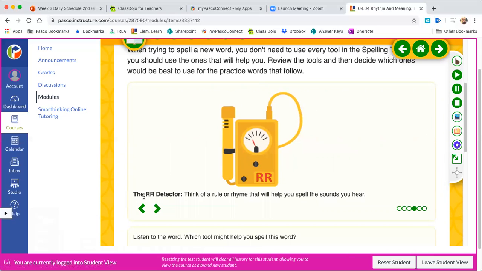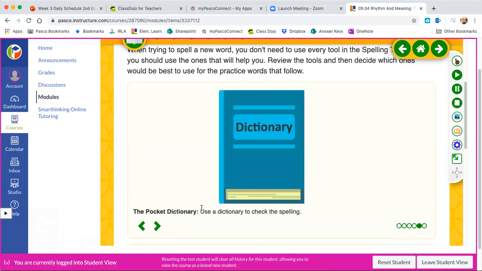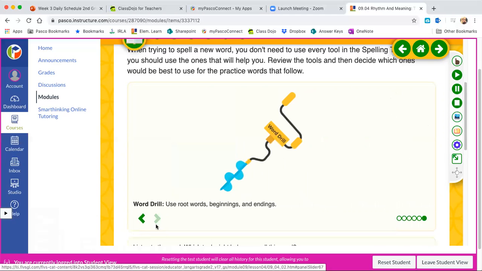The next one is the RR detector. Think of a rule or rhyme that will help you spell the sounds you hear. The pocket dictionary. This one is just using a dictionary to check your spelling. And then the word drill. Think about the root words. Think about what you hear at the beginning and the end. That's going to be for longer words.